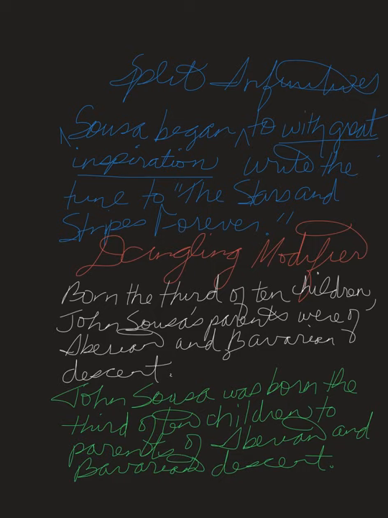Here's an example. Sousa began to, with great inspiration, write the tune to The Stars and Stripes Forever. Okay, to write here obviously is your infinitive. You've got a whole three-word prepositional phrase in between the "to" and the "write," and that's not ideal by any means, okay?